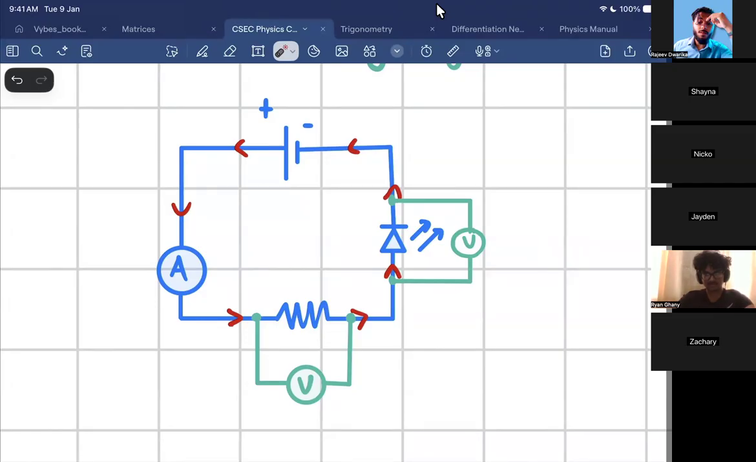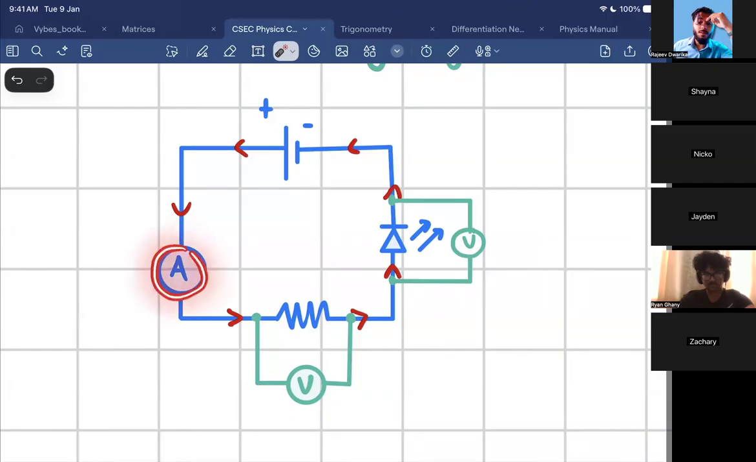So I have a question. Do you think the ammeter will use up any voltage? No, sir. No, because Ryan, the ammeter is not supposed to do anything. It's just supposed to measure current. Yes, sir. When you put an ammeter or a voltmeter in a circuit, it's not supposed to affect the properties of the circuit.